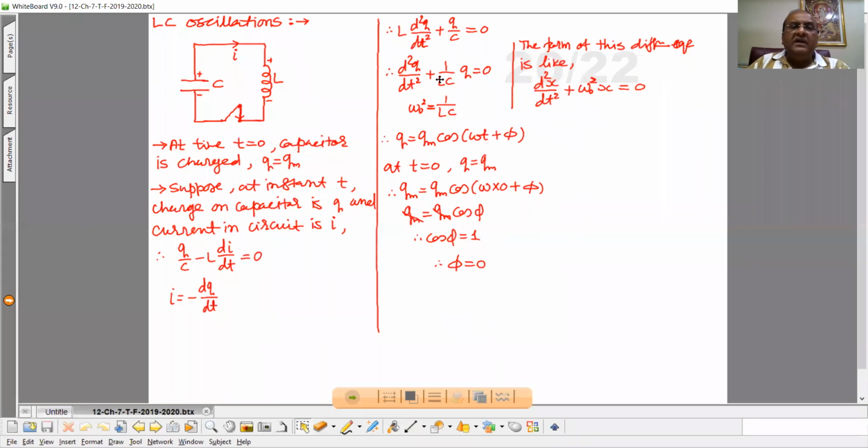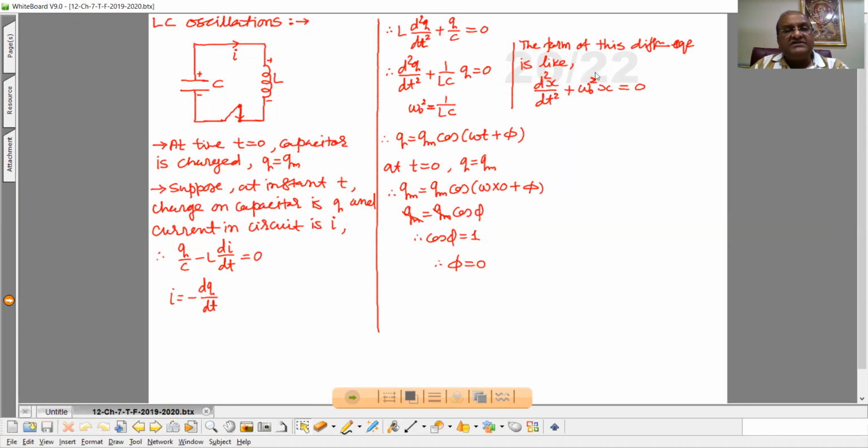Now we can rewrite this equation as d2q by dt2 plus 1 upon LC into q equal to 0. Now see, the form of this differential equation is exactly like the differential equation of pure simple harmonic motion, meaning intrinsic oscillations, that is d2x by dt2 plus omega 0 square x equal to 0. By comparing these two equations, we can say this constant omega 0 square is 1 upon LC.